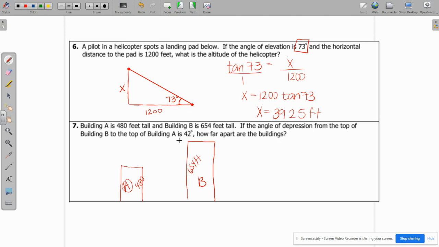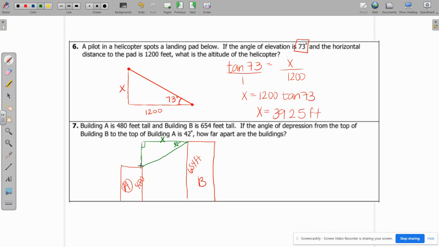So for an angle of depression, again, from the top of this building, that means I need a horizontal line from the top of this building. So the angle of depression, the angle formed below that horizontal line from the top of the building to the top of building A, this angle right here is 42 degrees. So I can draw in my right triangle here. Here's my right angle. And it looks like we're looking for how far apart the buildings are. So I'm looking for this side here.